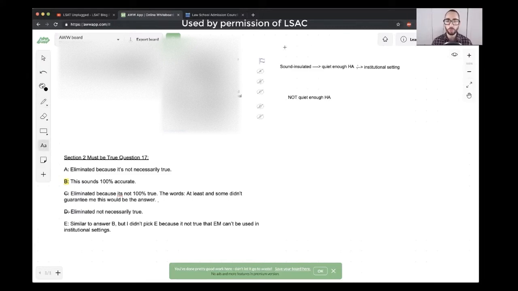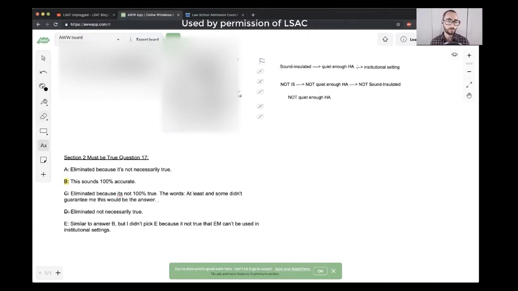And as I'll just walk through the contrapositive here. Anyone want to give me what is the contrapositive of this three-part conditional? What would that look like? So contrapositive is a logically equivalent statement to the original where we reverse the ordering of the variables around the arrows and we negate them all. So yeah, excellent. So we get not IS, then not quiet enough home appliances, then not sound insulated. So not institutional setting, then not quiet enough for home appliances, then not sound insulated.